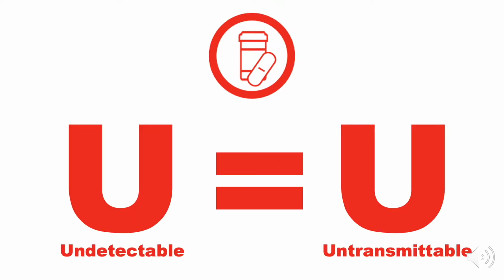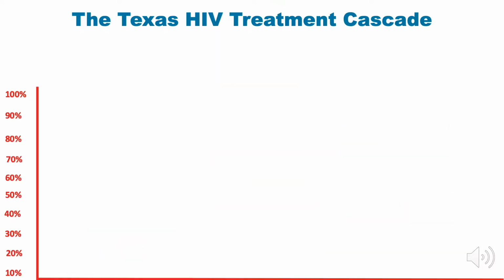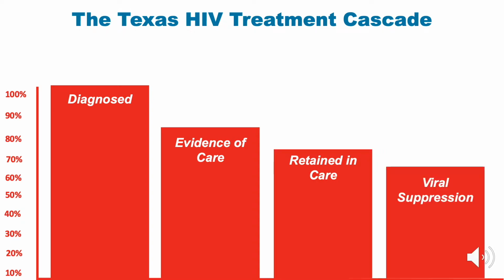In addition, people who maintain viral suppression for at least 6 months do not transmit HIV sexually as long as they maintain an undetectable status. You may hear people referring to this as undetectable equals untransmittable. The HIV treatment cascade is a way to visualize the steps a person has to take, starting with diagnosis, in order to achieve viral suppression.